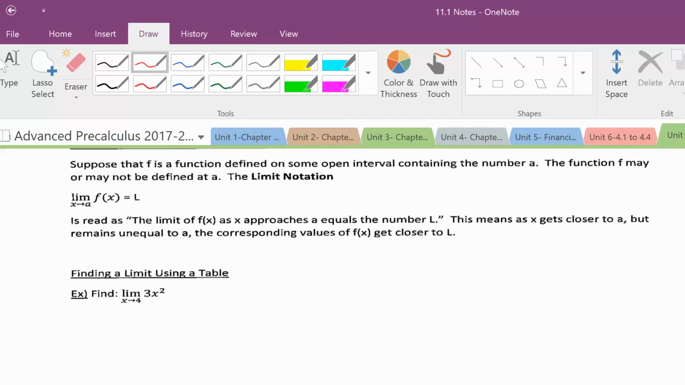So the first thing we do here is describe the limit notation. You say the limit as x approaches a number of the function equals a number. That's read as the limit of f of x as x approaches a equals the number L. This means as x gets closer to a but remains unequal to a, the corresponding values of the function get closer to L.